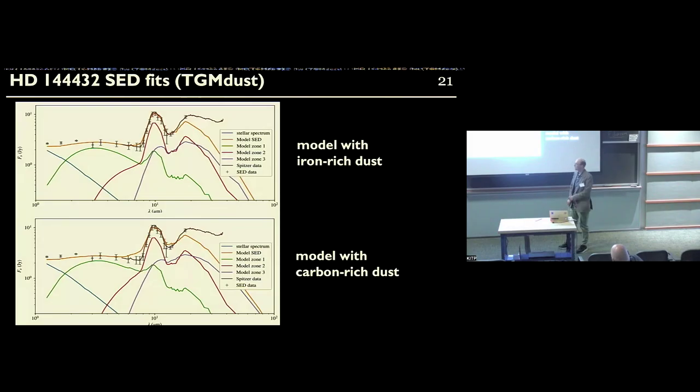Which curve is the iron? Is it the green? It's neither of them, because these colored curves show the dust emission at different radial zones, but for all of the dust, so including iron. So iron plus silicates. Okay. Yes.